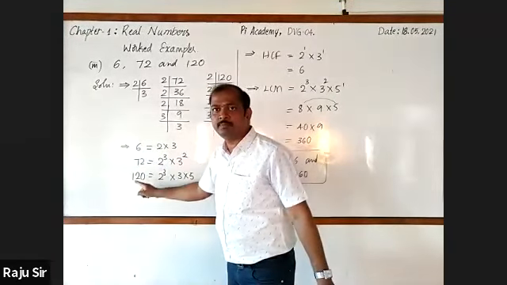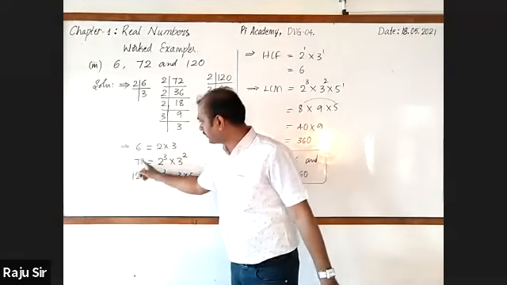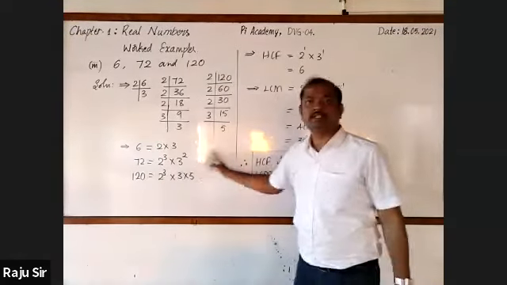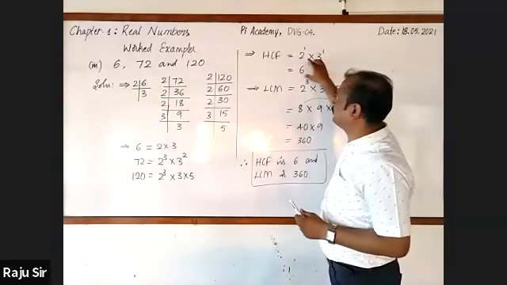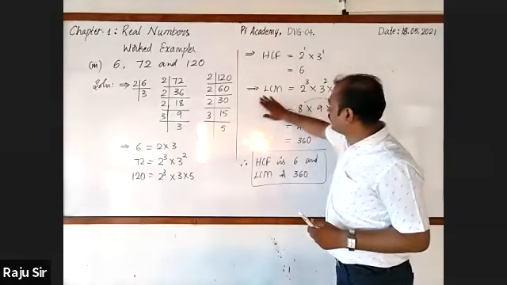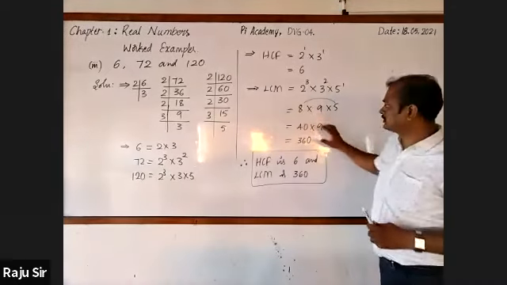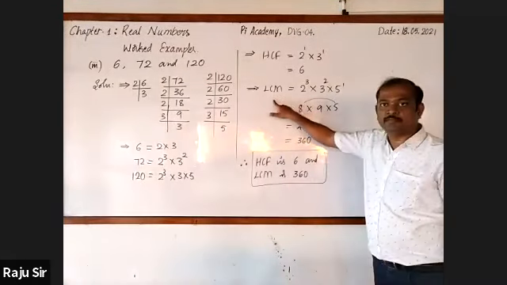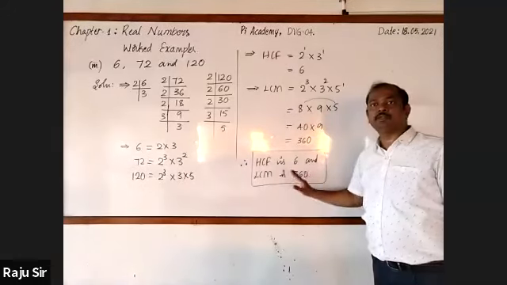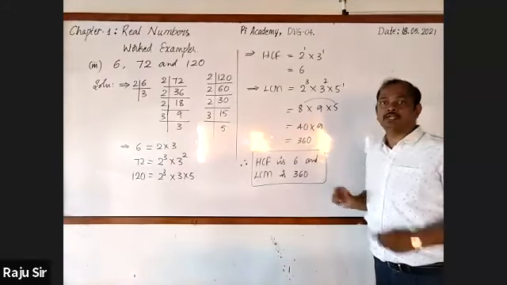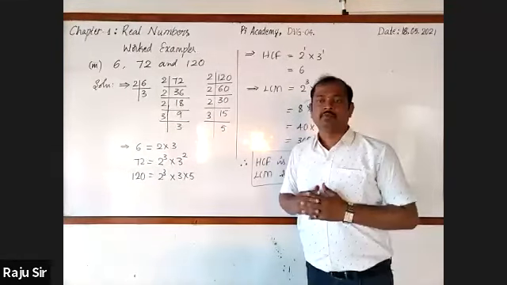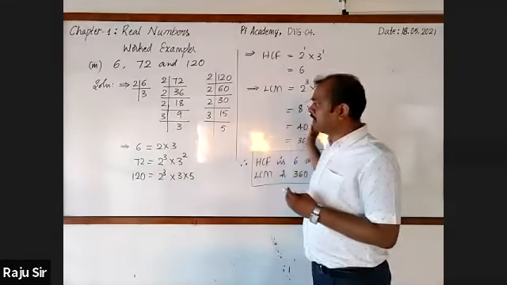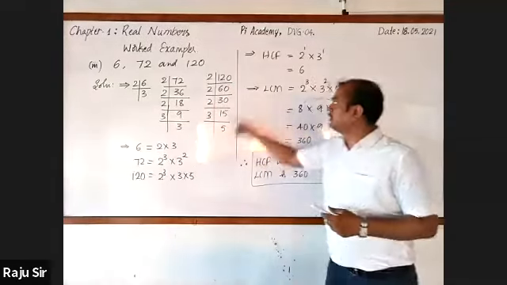Then in the next step, we have written the prime factorization of each number. Third step, it has been used to find out the HCF. Fourth step, it has been used to find out LCM. And the last step has been used for writing the conclusion. So these are the steps which must be written. Got it? Don't skip any of these steps. You should follow these 5 steps correctly.